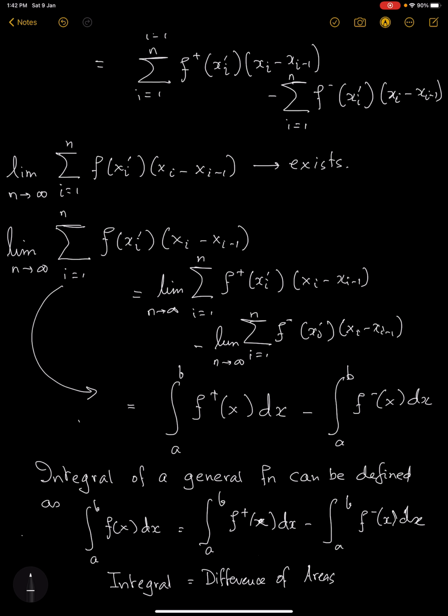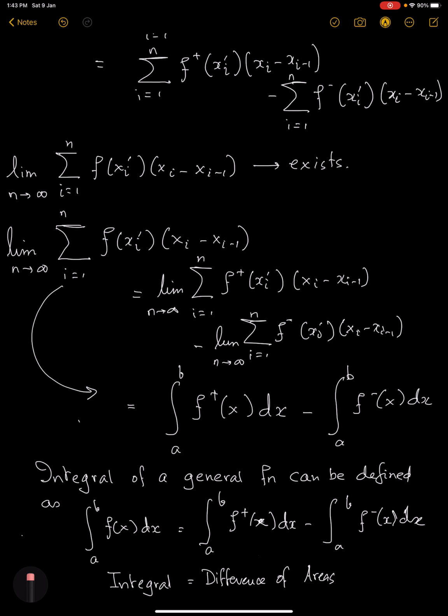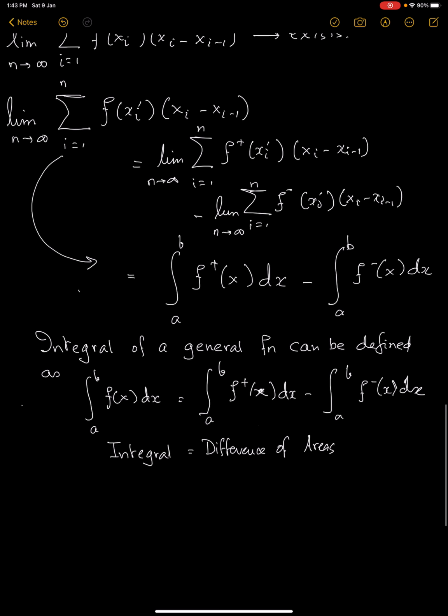So the integral is not just an area for a general function, it is the difference of two areas. This is something we really have to keep in our mind, that the integral is really the difference of two areas and not in general just the area under the curve. So area under the curve only for a non-negative function, and the difference of two areas when we are talking about a general function. So now let me proceed, right?